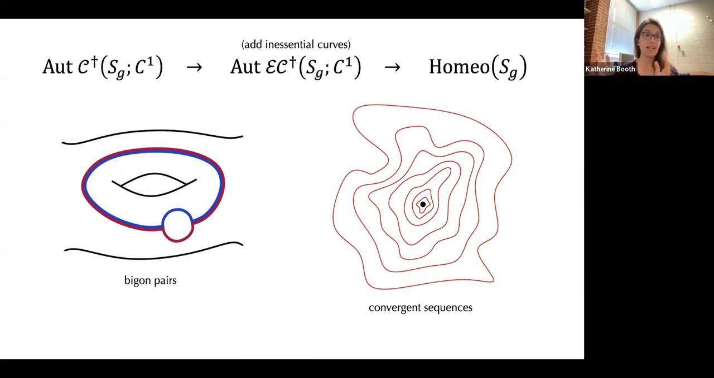We just have slightly fewer curves that we can choose, but there are still plenty of C1 curves on our surface, and we can still add those inessential curves in and narrow down to points. So that aspect is going to work just fine. But bygone pairs do not work.